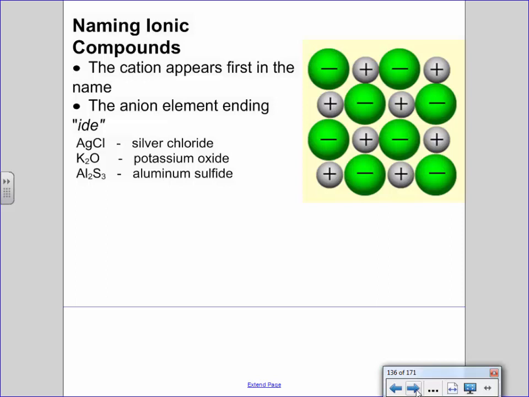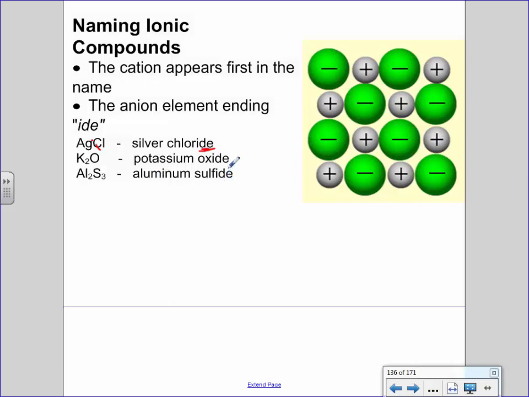You know how we used to use di and tri and tetra and all those prefixes? We don't do that. We literally just look at what's written there, and we just call it what's there. For example, I've got Ag and Cl. Ag is silver, Cl is chlorine, so we just call it silver chloride. You still change the ending to "ide," but there's no dis and tris and tetras, you just call it as you see it. For example, this one here, K is for potassium, O is for oxygen, so you just call it potassium oxide. And here, Al is for aluminum, S is for sulfur, so you call it aluminum sulfide.